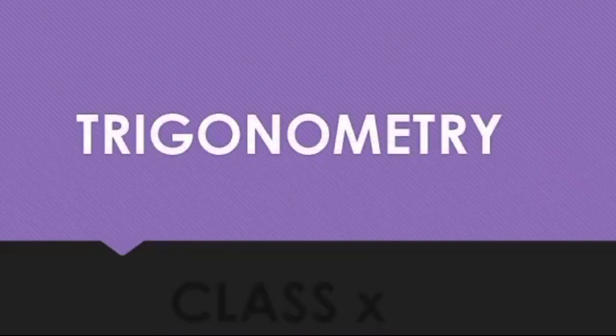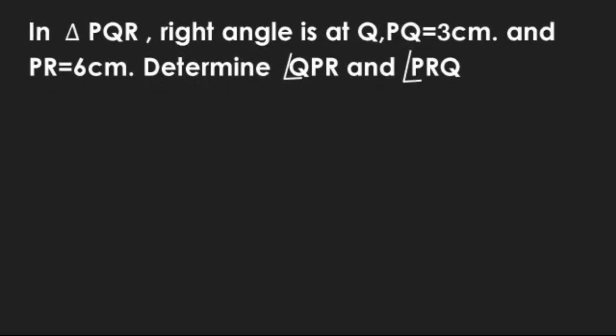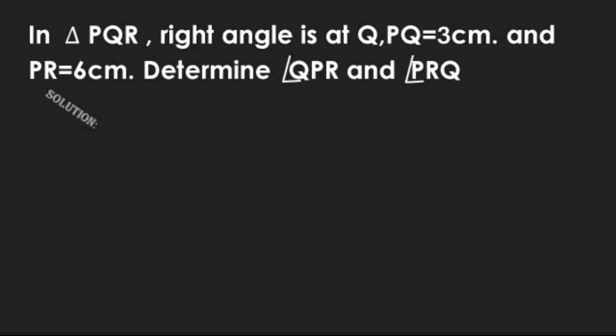Children, today we will solve a problem in trigonometry. Let's see a question. In triangle PQR, right angle is at Q. PQ equal to 3 centimeters and PR equal to 6 centimeters. Determine angle QPR and angle PRQ. Solution.